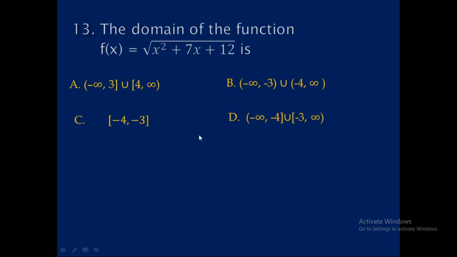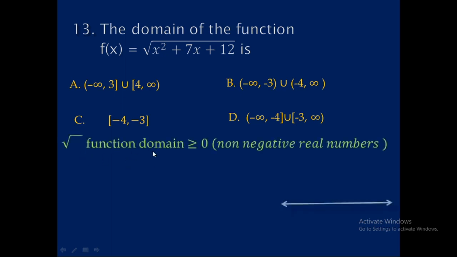Here we find the domain of the function. For this function to exist, just recall the domain of the root function: it is always greater than or equal to 0, which means non-negative real numbers. Only for non-negative real numbers does the root function exist. Therefore, since it is a real valued function, the expression inside the square root must be non-negative. It means x square plus 7x plus 12 is greater than or equal to 0.